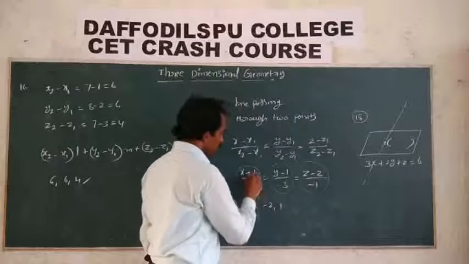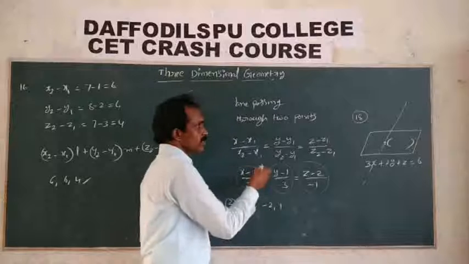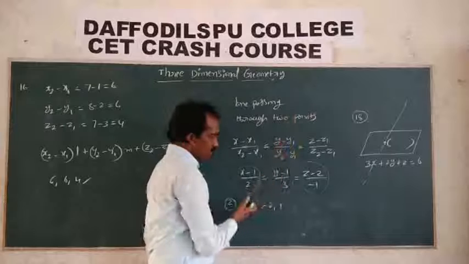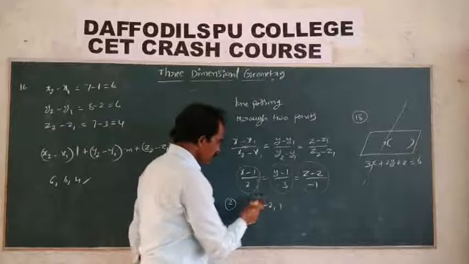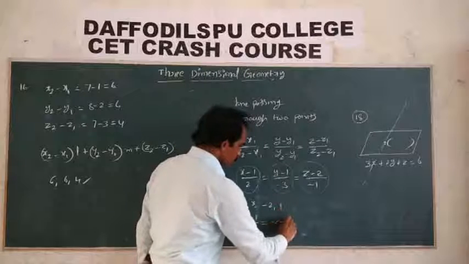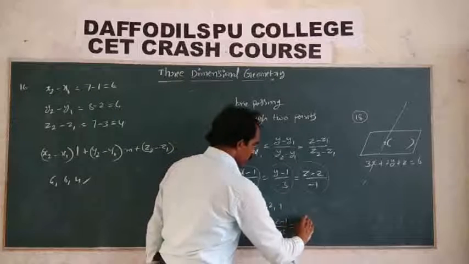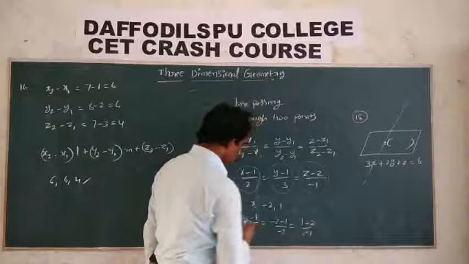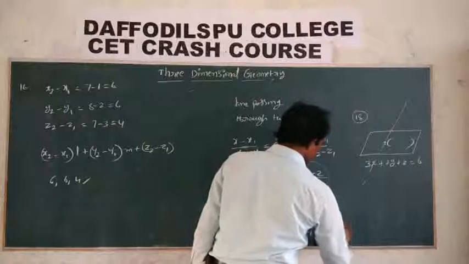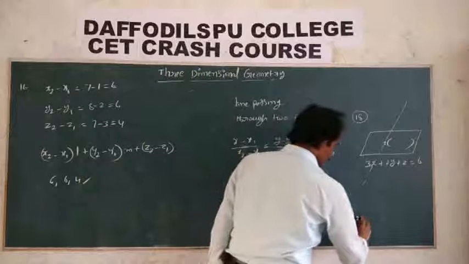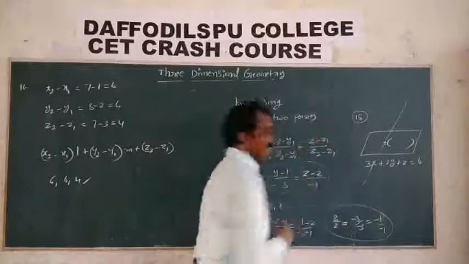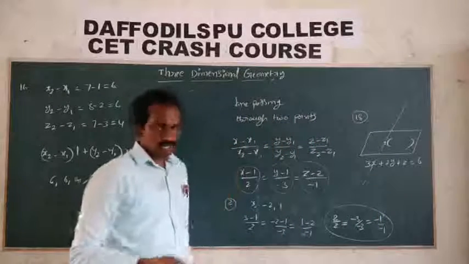Verify the option. Substitute in the line. Satisfy means the line passes through this point, the point of intersection. Therefore, in place of x: (3 minus 1) by 2, (-2 minus 1) by -3, and (1 minus 2) by -1. (3 minus 1) by 2 is 2 by 2, (-2 minus 1) by -3 is 3 by 3, and so on. So it satisfies the line.